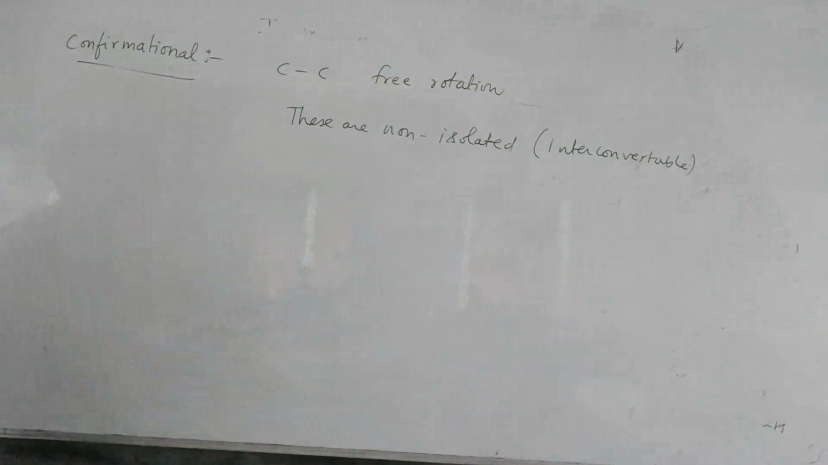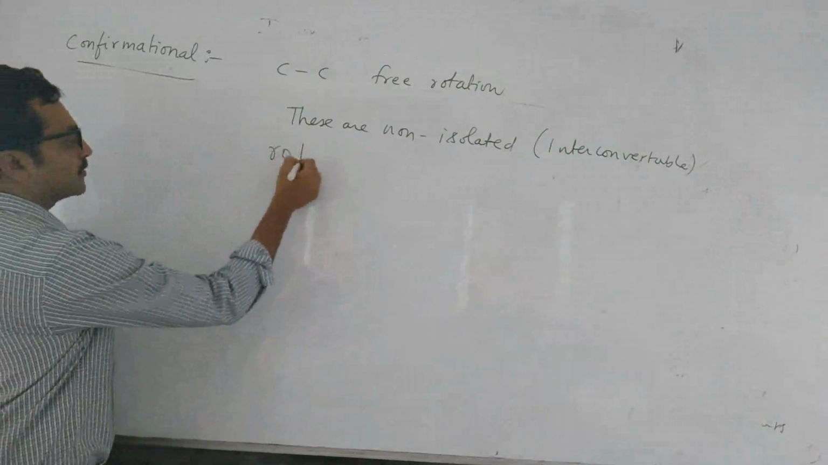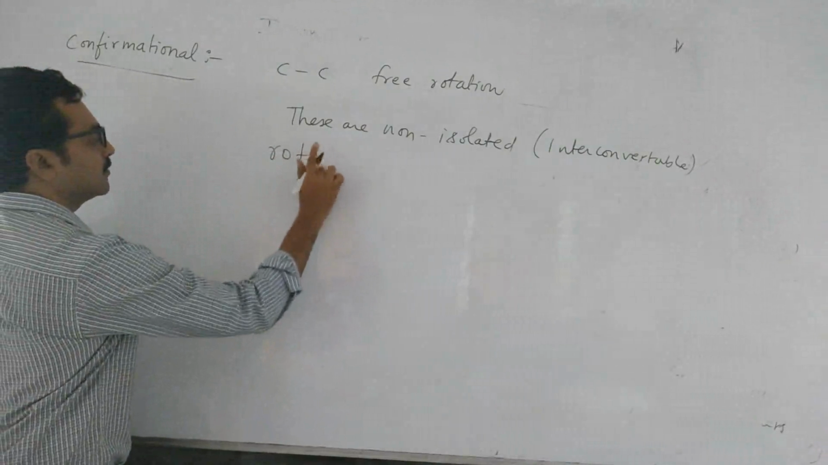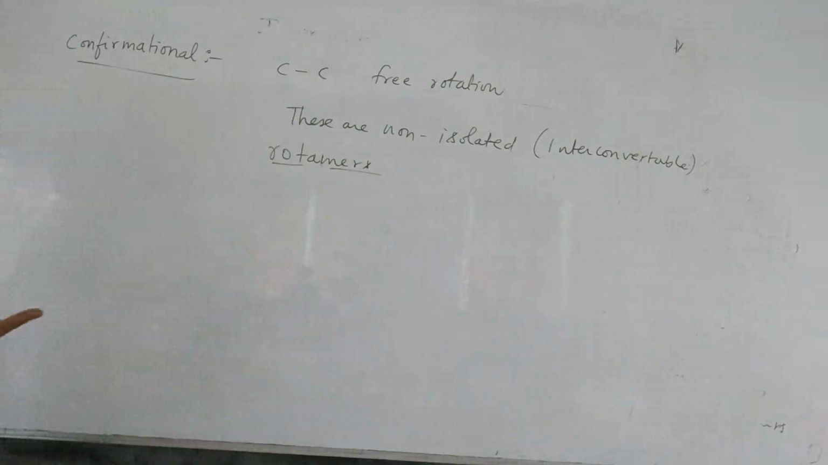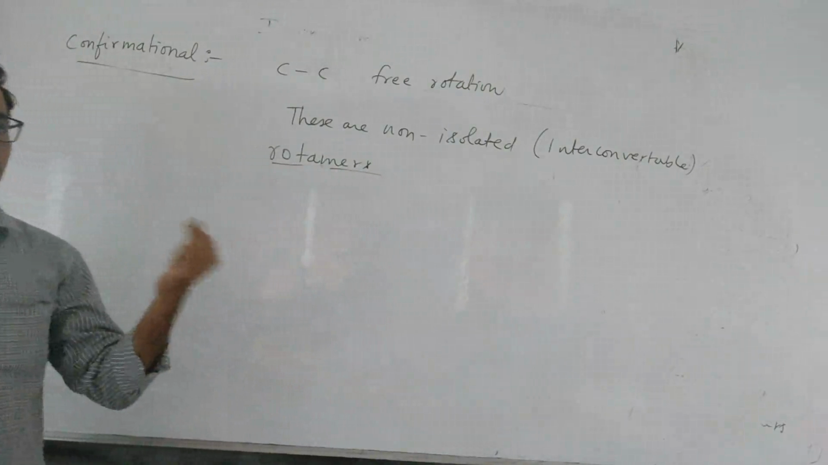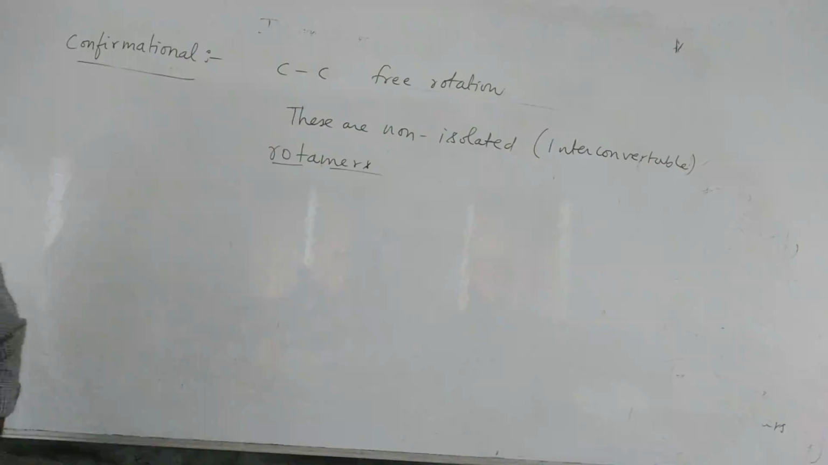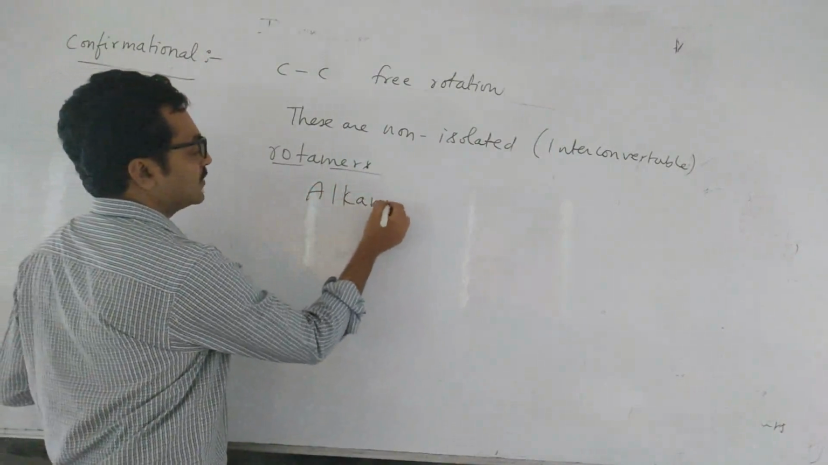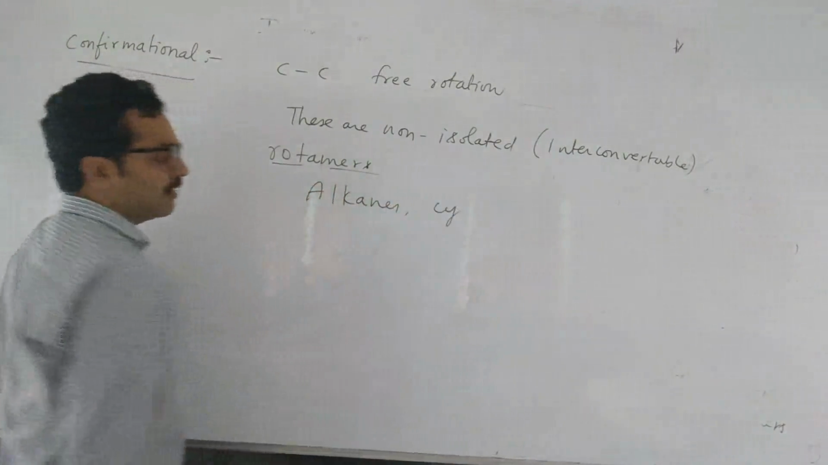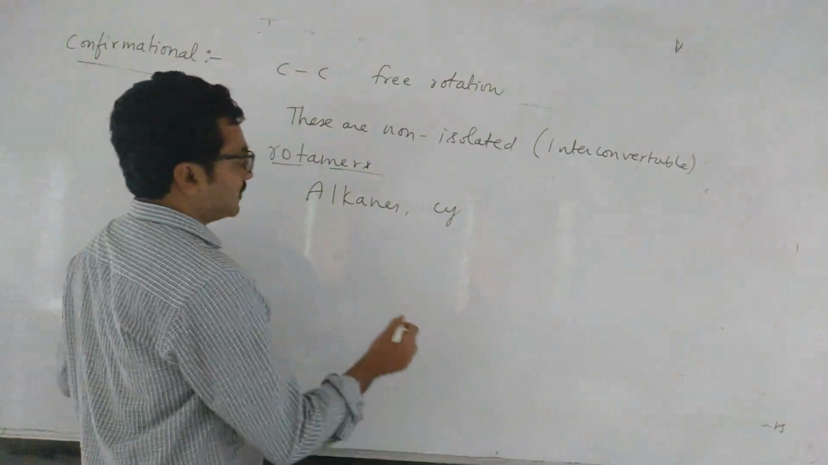So these are also called rotamers. Why? Rotational isomers, rotamers. Conformational isomers are also called rotamers, rotational isomers. They are generally exhibited by alkanes and even cycloalkanes also. Generally alkanes will exhibit conformational isomers.